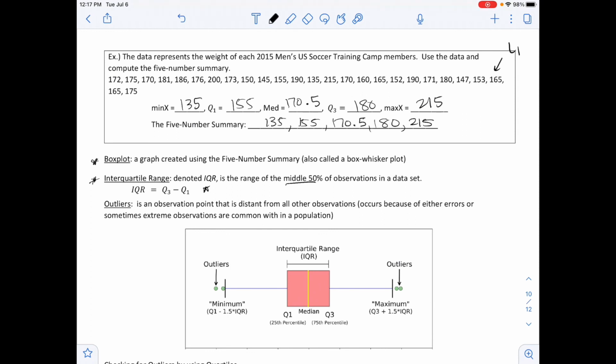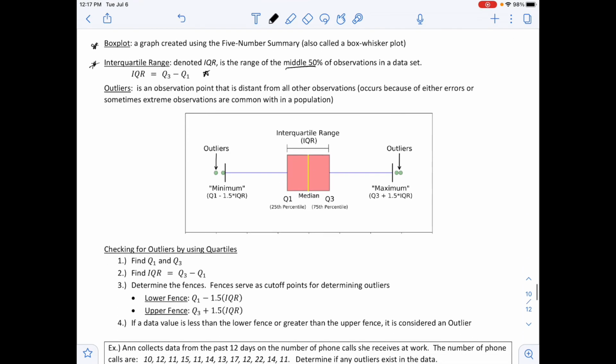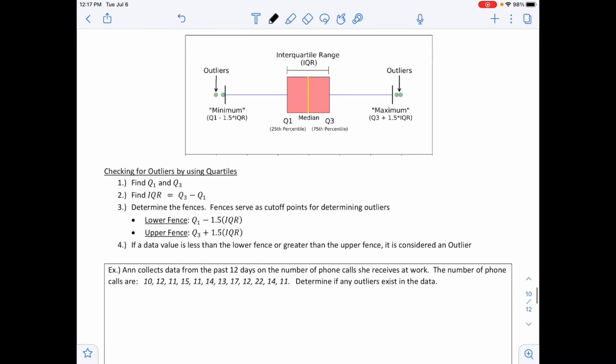Outliers are an observation that is distant from all other observations, and it occurs either because of errors or because something is an extreme observation. And this could be common with certain populations. So an example of what a box plot looks like is given right below. And you can see that we have our 5-number summary. This is going to be our lowest data value, Q1, median, Q3, and then our largest data value. And then you'll notice that there's some dots out here that say outliers. We'll talk about how to calculate and figure those out. And then also here's the interquartile range. That's the box on the box plot.